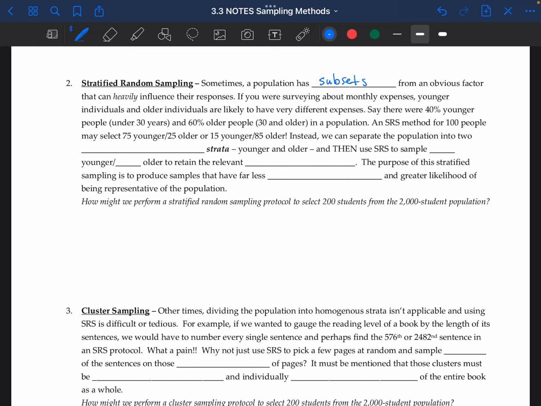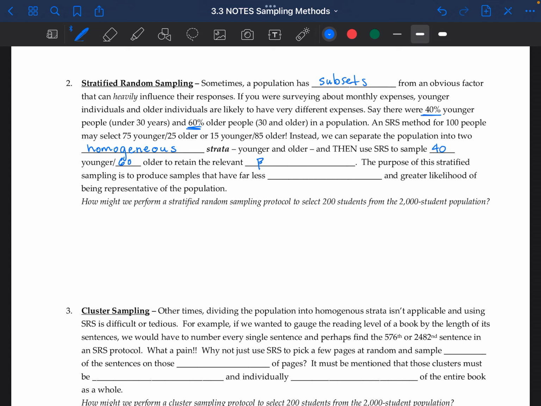So what we can do is separate our population into two, or even more if need be. Am I spelling this right? I am. Homogeneous strata, which is where the name comes from. Stratified random sampling. So we could go younger and older, and then use an SRS to sample, we'll say, 40 younger people and 60 older, because that matches the original proportions we knew about the population.